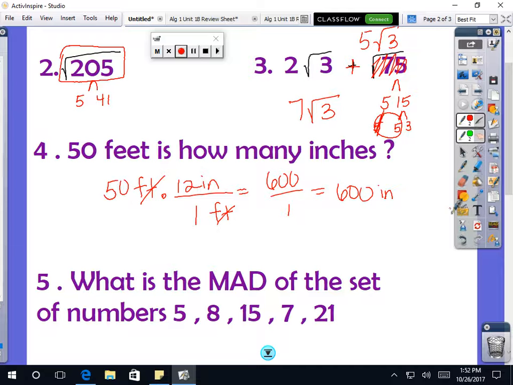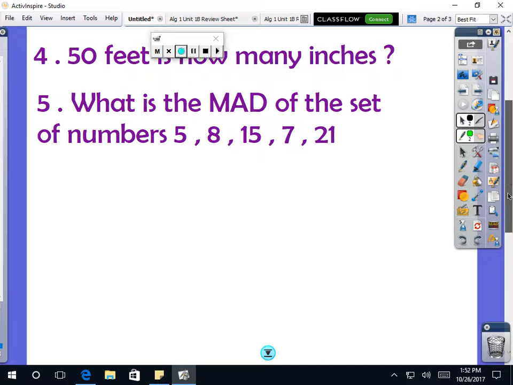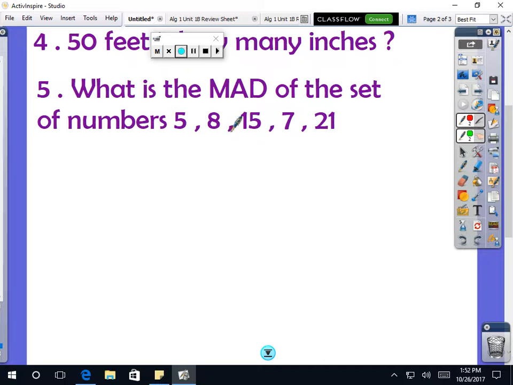All right, last one. Focus, this is the last one. Number 5, what is the mean absolute deviation of the set of numbers? What do we do first? Find the mean, because that's the first letter. M for mean. What do they add up to? 56, and then how many of them are there? 5, and then that becomes 11.2.